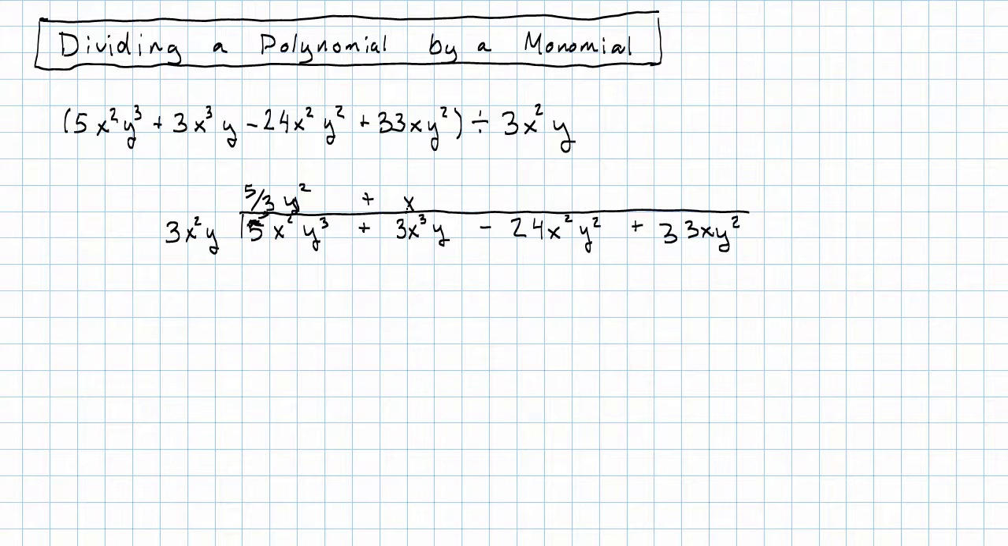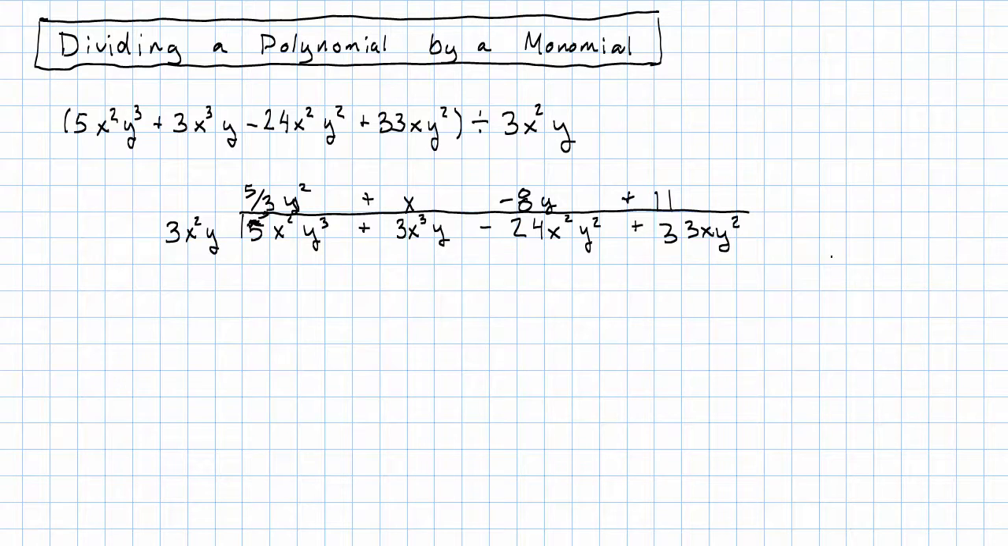Next term. The coefficient is negative 24. Negative 24 divided by 3 is negative 8. X squared divided by x squared is just 1, no need to write it down. Y squared divided by y is just y. Okay, last term. 33 divided by 3 is 11.